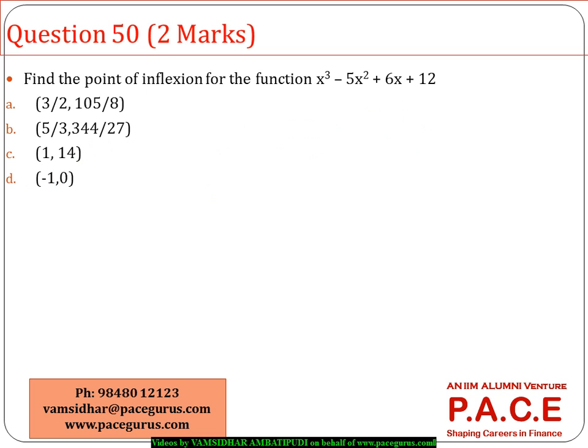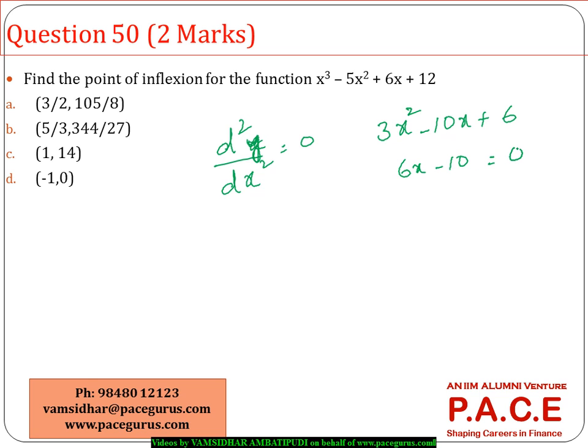Find the point of inflection for the function. Where do I find the point of inflection? The point of inflection is nothing but that particular point where the second derivative d squared y by dx squared is equal to 0. So find out the second derivative here. 3x squared minus 10x plus 6 is the first derivative. 6x minus 10 is the second derivative. So wherever it is equal to 0, which means at x equal to pi by 3, the point of inflection is coming. So probably I can directly mark this as an answer.